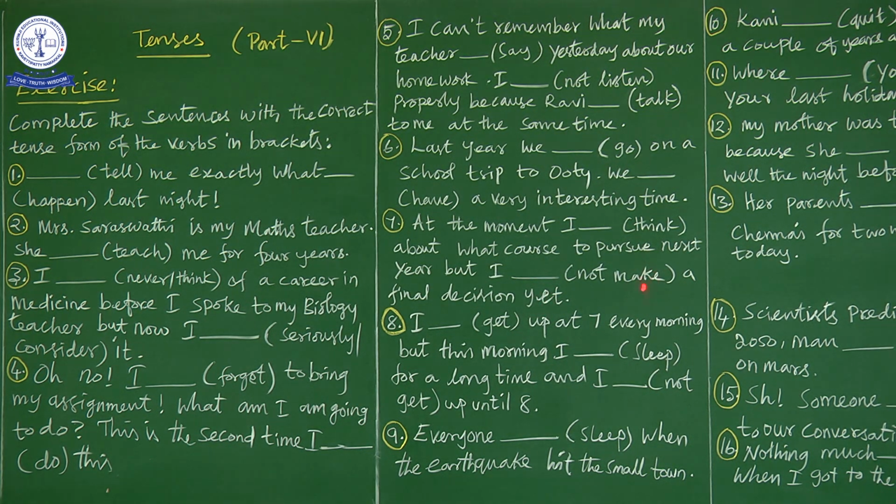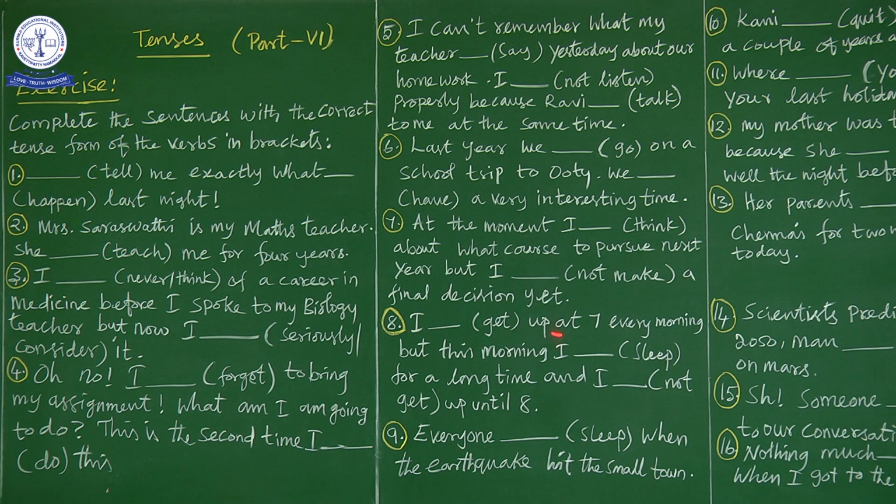Okay, so what is the past participle of make? That is made. Okay, so the answer is: at the moment I am thinking about what course to pursue next year, but I have not made a decision yet. Okay, so that's how you have to answer it. Now let's move on to the eighth.